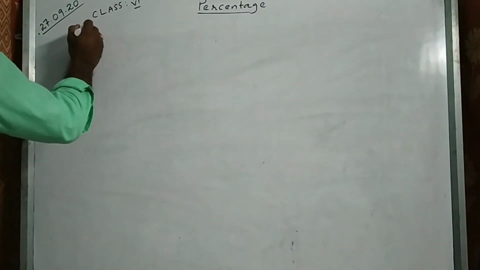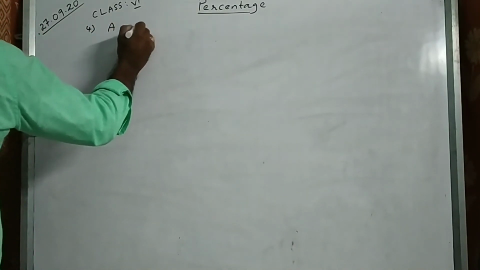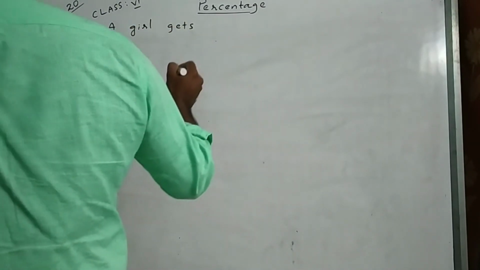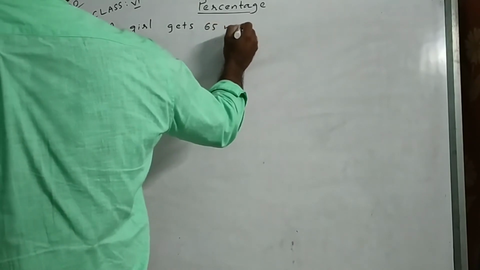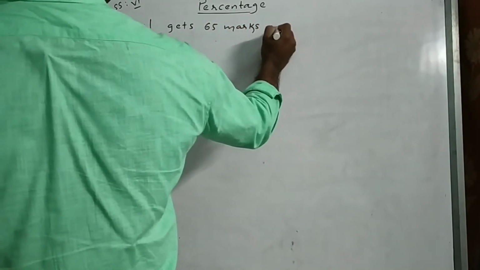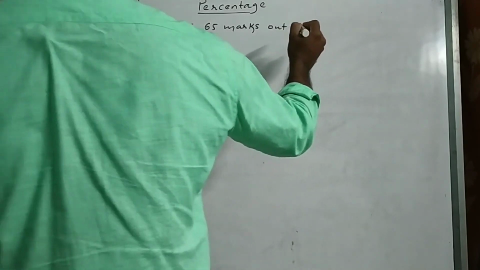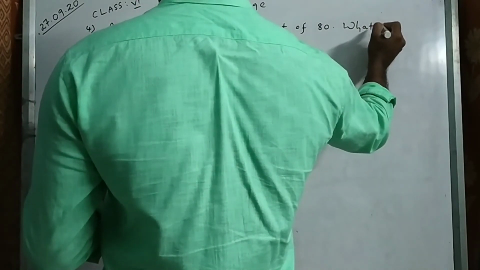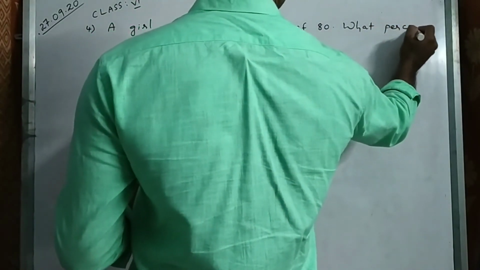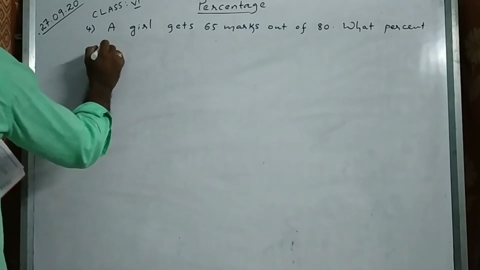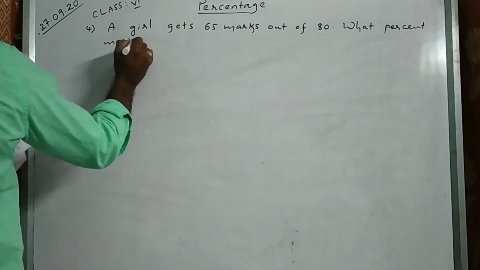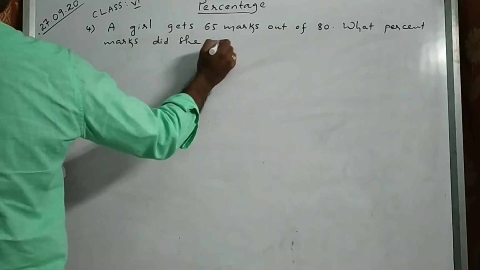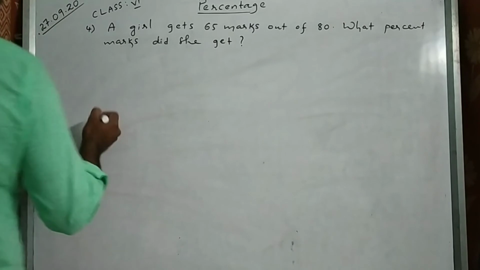A girl gets, fourth question, a girl gets 65 marks out of 80. What percent marks did she get? Okay.